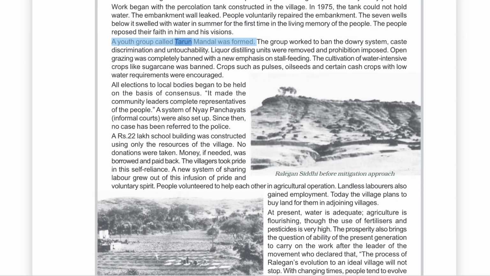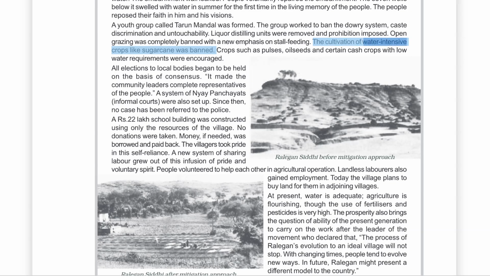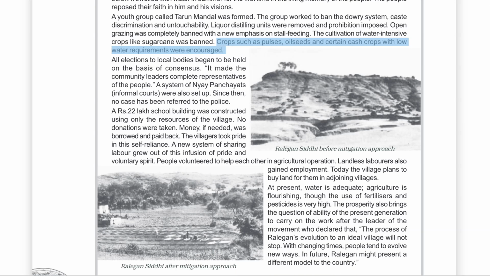A youth group called Tarun Mandal was formed. The group worked to ban the dowry system, caste discrimination, and untouchability. Liquor distilling units were removed and prohibition imposed. Open grazing was completely banned with a new emphasis on stall feeding. The cultivation of water-intensive crops like sugarcane was banned. Crops such as pulses, oilseeds, and certain cash crops with low water requirements were encouraged.